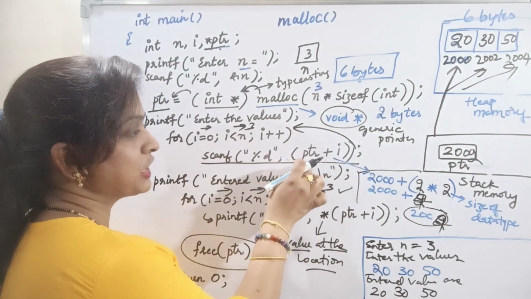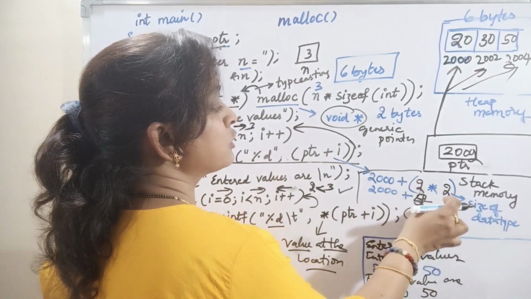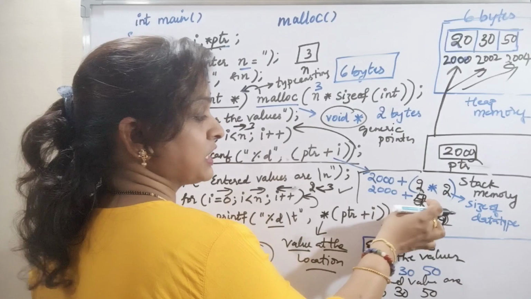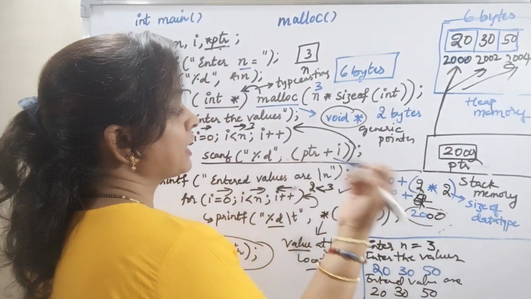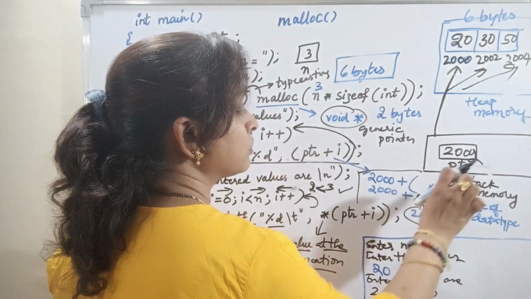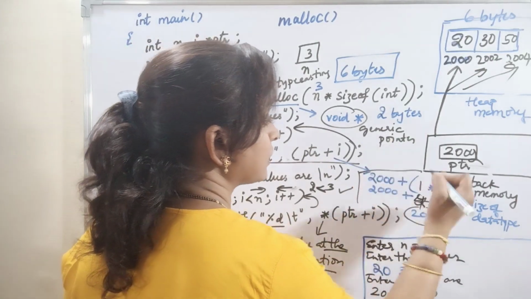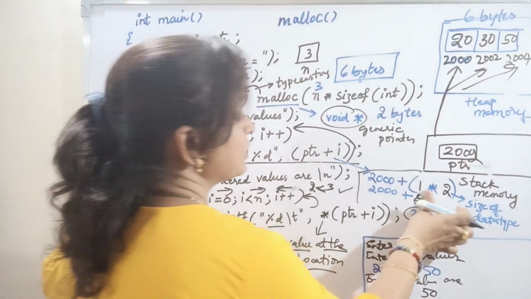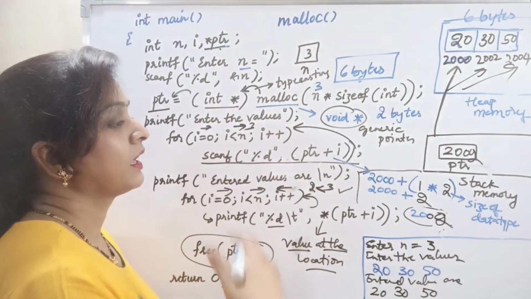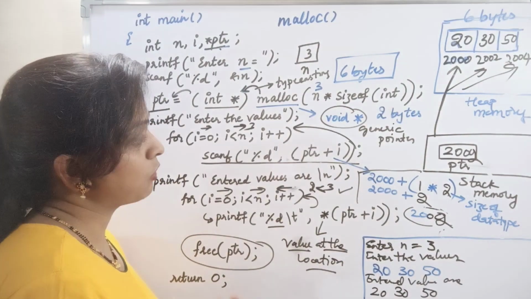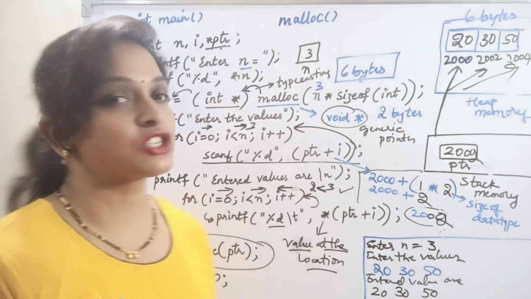So PTR will be initially 2000. 2000 plus 0 into the size of the data type. 0 into, that is 2. So it is 0. 2000 plus 0, 2000 for the first iteration. Right? Again look back, it becomes 1. So PTR value will be 2000 plus 1 into 2. How much? It is 2002. So it goes on like that. Again 2 into 2. So this is how the pointer gets iterated. So this is how the malloc function can be used.